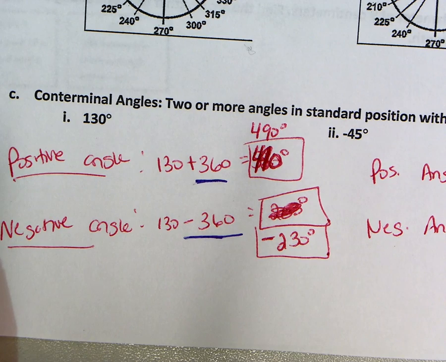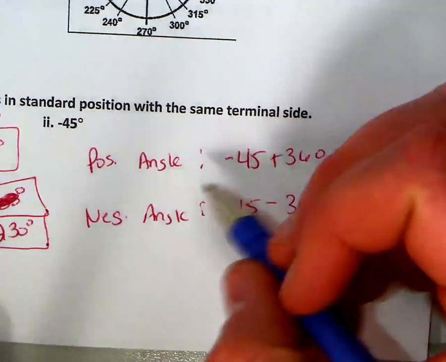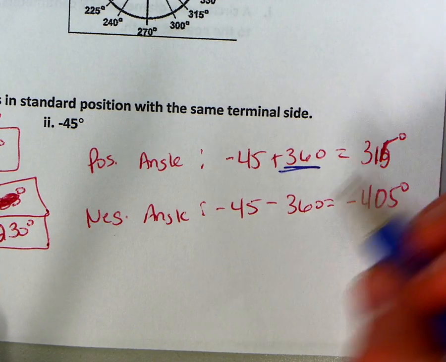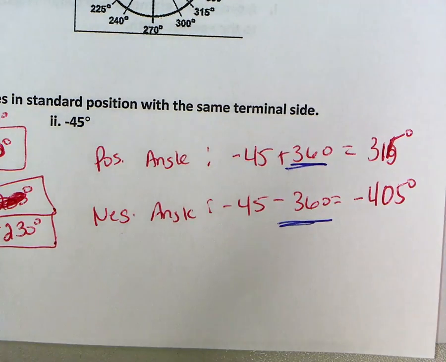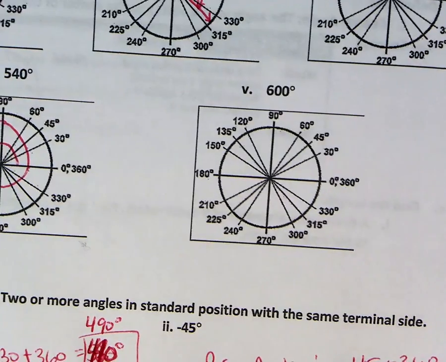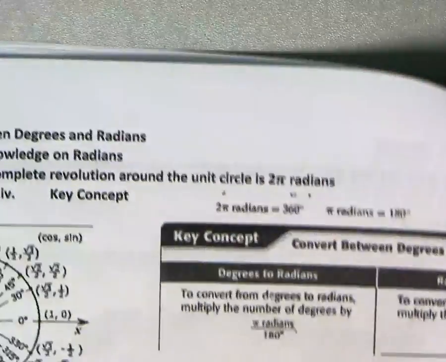All right. So for negative 45, you're doing the same thing. You have negative 45 plus 360, so you get 315. And then negative 45 minus 360, and you get negative 405. All right, so that's kind of the first part of the concepts. That one's not as bad. It's pretty straightforward. The next part is converting between degrees and radians.